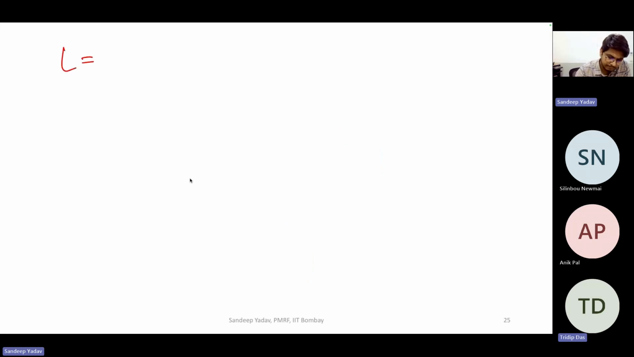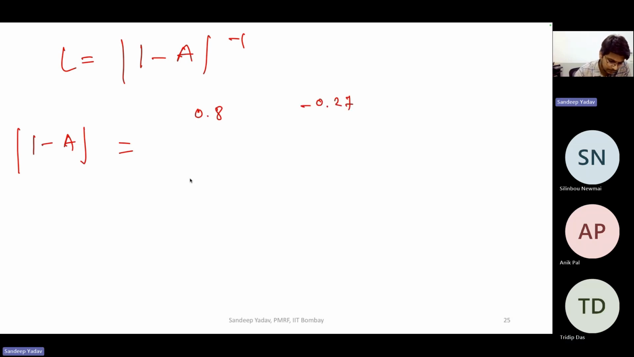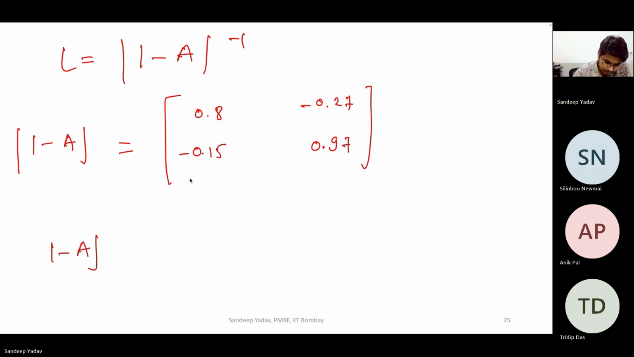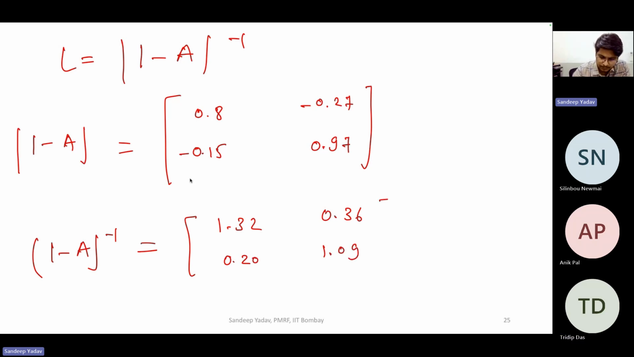Now the Leontief matrix would be (I minus A) inverse. First we will calculate I minus A, and I minus A would be 0.8, minus 0.27, minus 0.15 and 0.97. When we calculate the inverse of that, it becomes 1.32, 0.36, 0.20 and 1.09. So that's how we can calculate the Leontief matrix.